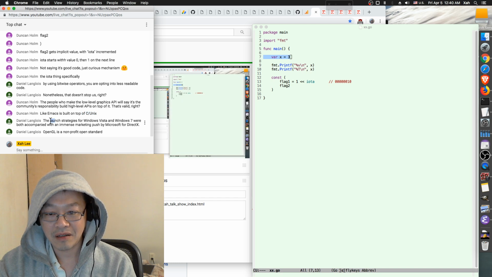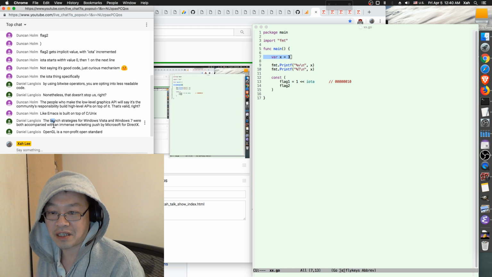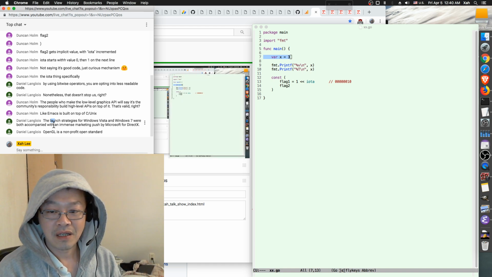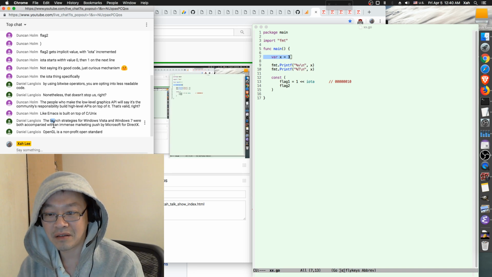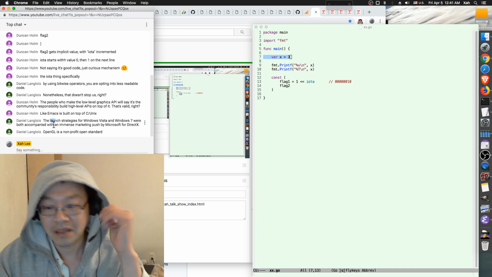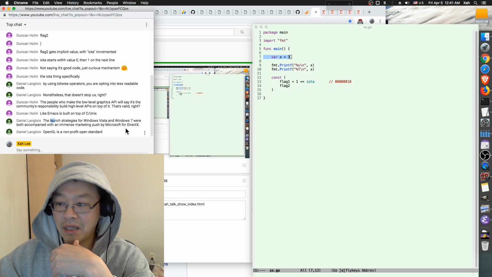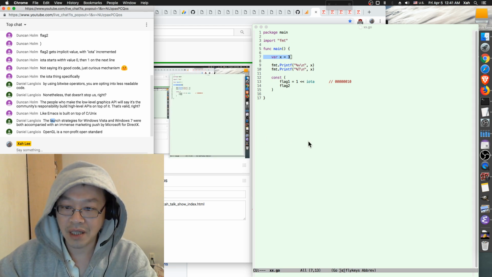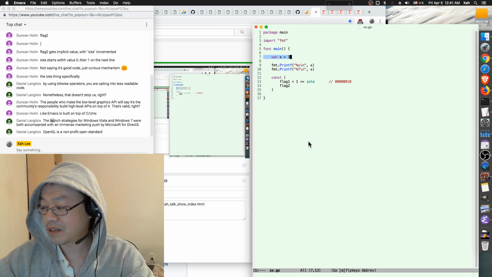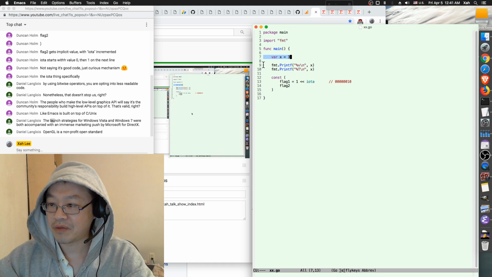So Danielle says the launch strategies for Windows Vista and Windows 7 were both accompanied by an immense marketing push by Microsoft for DirectX. Yeah, I don't know the Windows tech, but I think that's true because I've read the news. OpenGL is a non-profit open standard. Yeah, OpenGL. Well, SGI folded. So what was the name before OpenGL, from SGI? I think it's something GL. I forgot what the name is.